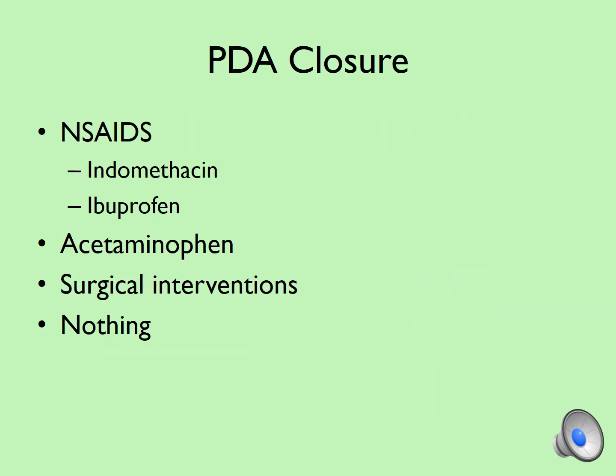An overall summary of what we use to close the PDA: we use NSAIDs such as indomethacin and ibuprofen. We can also use acetaminophen, we can do surgical interventions, and we can also do nothing. So we're going to cover those in the next couple slides.